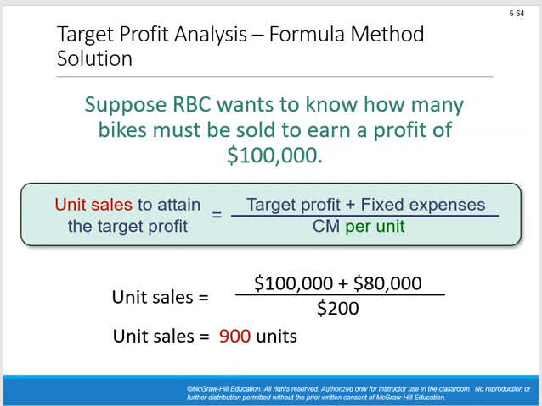So next they're going to teach us how to do all of this to compute our sales dollars. But I want to point out, if we know our units, what's our sales dollars to achieve a target profit of 100,000? Can't we just multiply this by 500? Wasn't that our selling price per unit? So 900 times 500, what do you get?